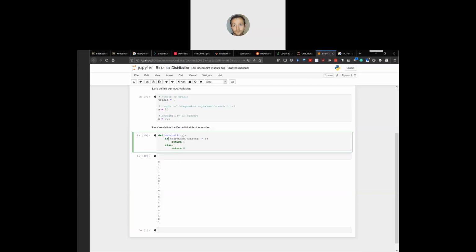Okay, so we generate a random number. This is going to be a random number between 0 and 1. And if that number is bigger than 0.5, we return 1. Otherwise, we return 0. All right.